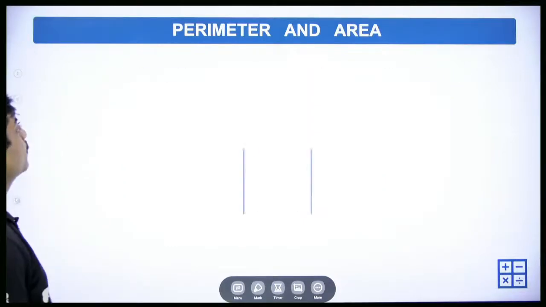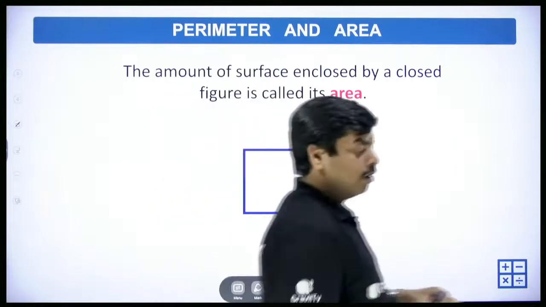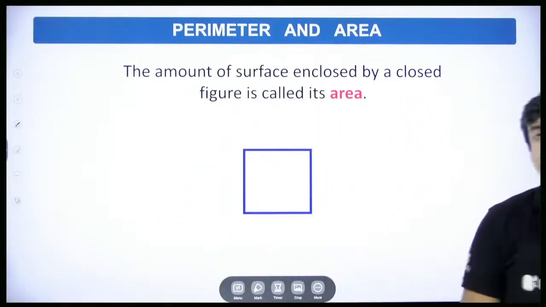Let's go for one more question. So now let's try to discuss area. Although we don't have much time left, we'll try to cover that in the next class.